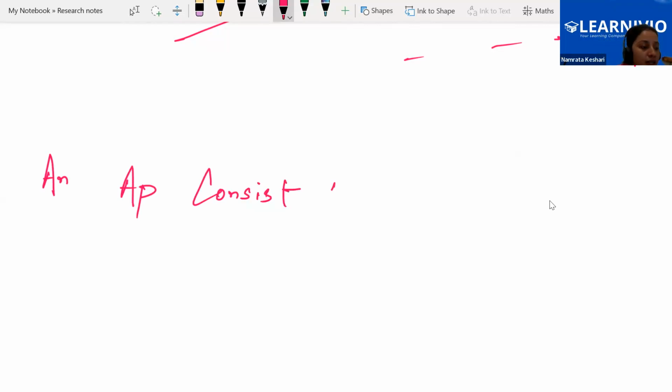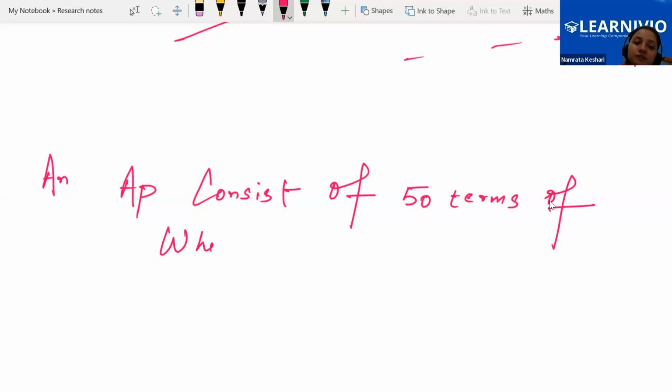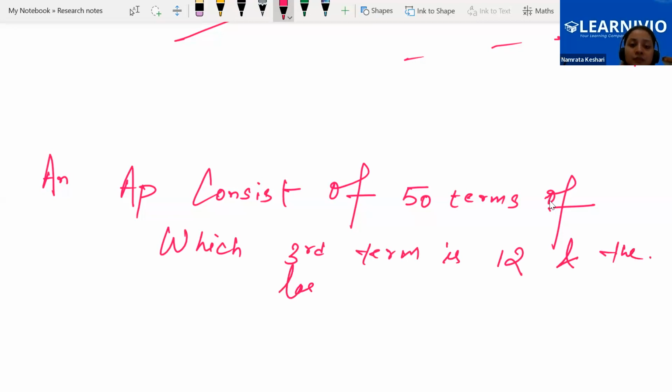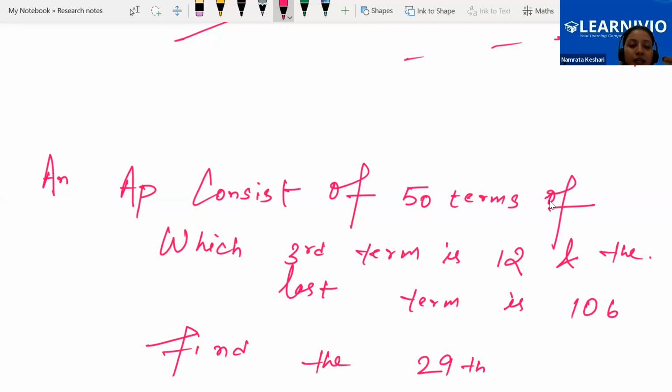Next is an AP consists of 50 terms. This is what I was explaining in the previous class. Of which third term is 12 and the last term is 106. Find the 29th term.